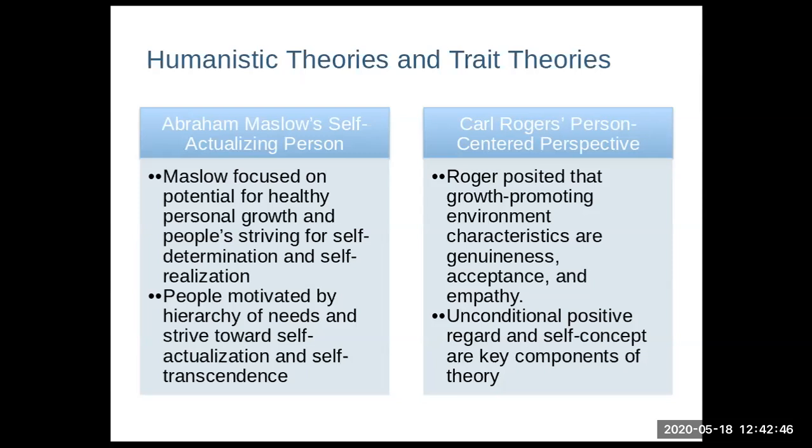Carl Rogers, on the other hand, said it's really how you treat others that says a lot about you and your growth potential. So Rogers posited that the characteristics of growth-promoting environments are being very genuine and not being fake, accepting others no matter what their background holds, and empathy, meaning that you can put yourself in another person's shoes and feel their strifes and their stories, and you can understand them. He used keywords like unconditional positive regard and self-concept, which were key to the theory. So we're going to explore those in a second.